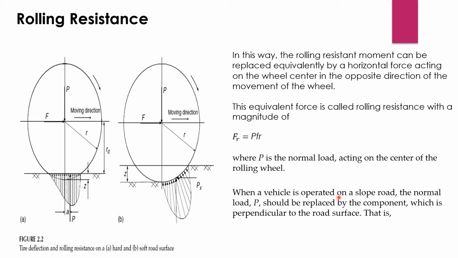When a vehicle is operated on a slope road, the normal load P should be replaced by the component which is perpendicular to the road surface, that is Fr equals P cos alpha times fr, that is P fr cos alpha.